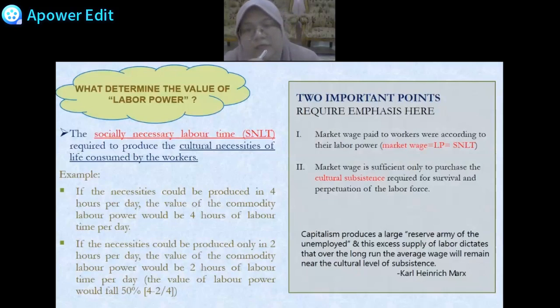Two important points require emphasis here. First, market wages paid to workers are according to the value of labor power, which means market wage is equal to labor power, equal to SNLT. Second, market wage is sufficient only to purchase the cultural subsistence required for survival and proportion of the labor force. And lastly, capitalism produces a large reserve army of the unemployed, and this excess supply of labor dictates that over the long run, the average wage will remain near the cultural level of subsistence. Karl Marx.